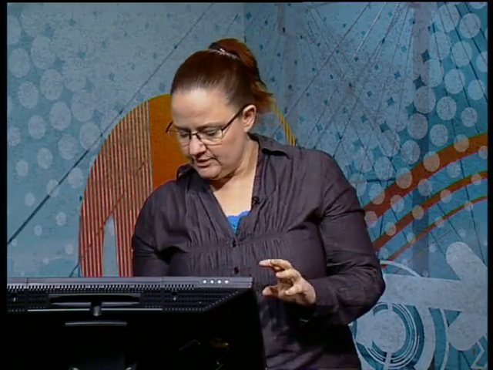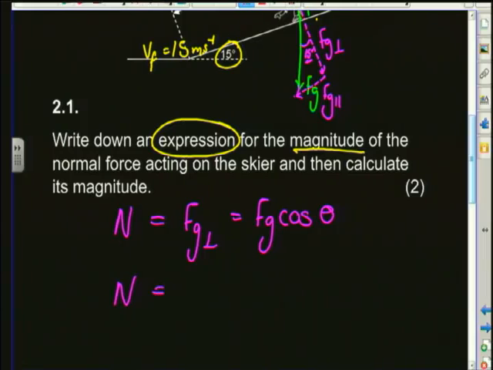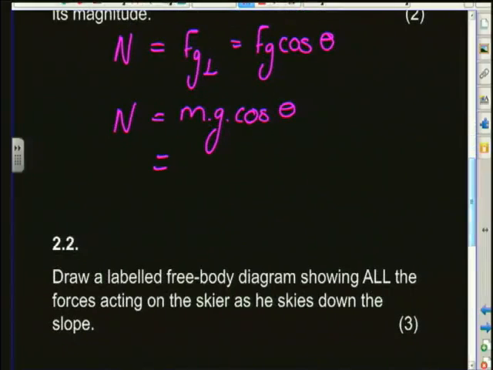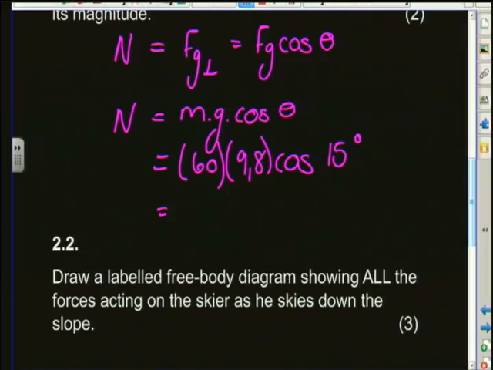Okay, very, very important. And remember that FG is actually mg, so that means my expression is this: mass times acceleration due to gravity times cos theta. You have to write the expression down. Okay, now calculate N. Well, m was, they told you, 60. g is 9,8. The angle is 15 degrees. We plug that into our calculator.